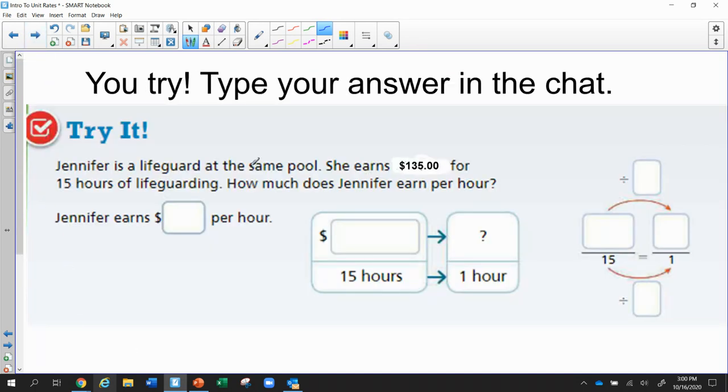So this was the example we did in class today. I'll go through this quickly. It was $135 for 15 hours. And so we filled out our equivalent ratio here. We divide by 15 and 15, just like we did on the last slide. 135 divided by 15 ended up being 9. So she makes the same as Nathan, $9 per hour.